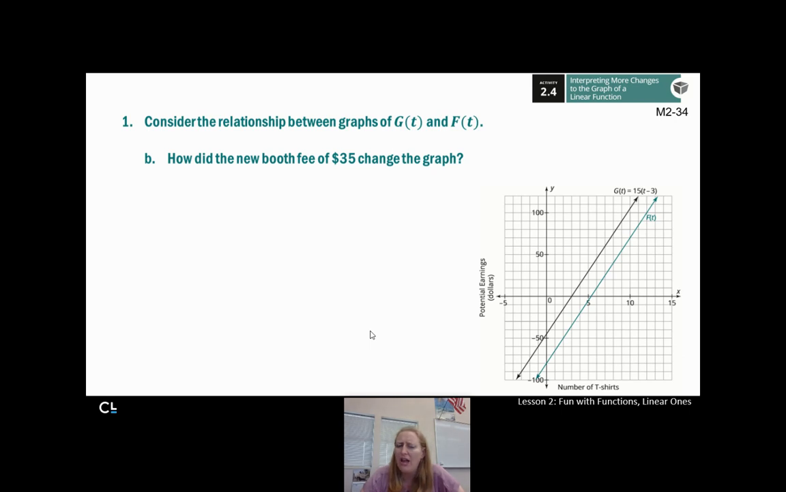So how did the new booth fee, that $35, change our graph then? Go ahead and hit pause, jot down your thoughts on what happened to your graph, and then hit play when you're ready to check your work. So earlier, when we were giving away 3 t-shirts, we noticed that our y-intercept was negative 45. But check it out. Now that we have to pay a $35 fee, our y-intercept is all the way down at negative 80. So my y-intercept shifted down from negative 45 to negative 80.